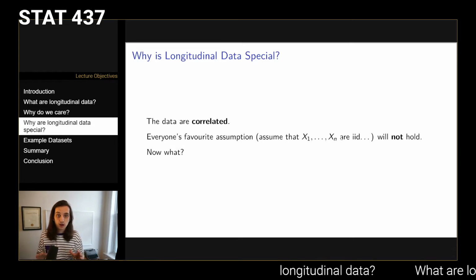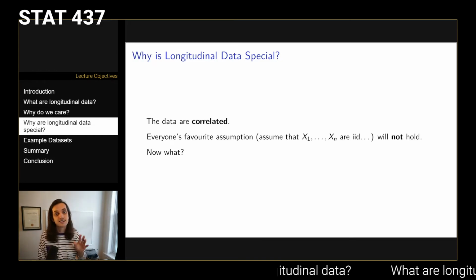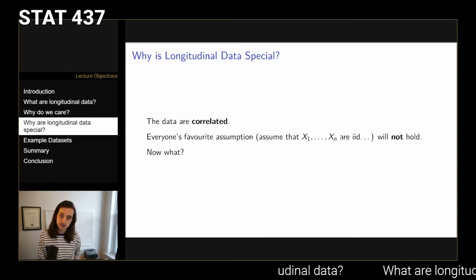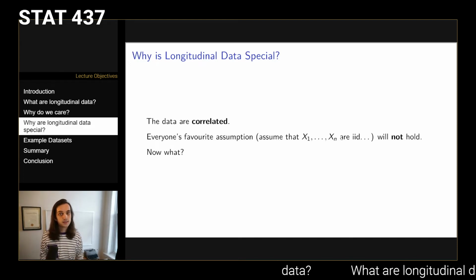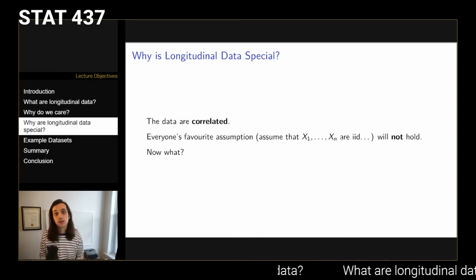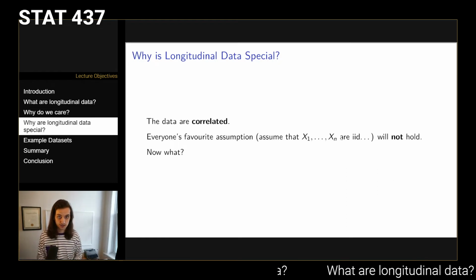Oftentimes when you get a stat question, we're going to see something like, let x1 through xn be independent and identically distributed random variables. They're IID. And this assumption does not hold when we're talking about longitudinal data. The reason is that within an individual, any time you're taking a measurement of the same thing over time, we expect those measurements to be correlated.